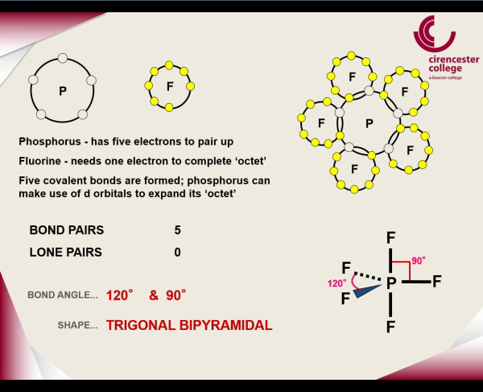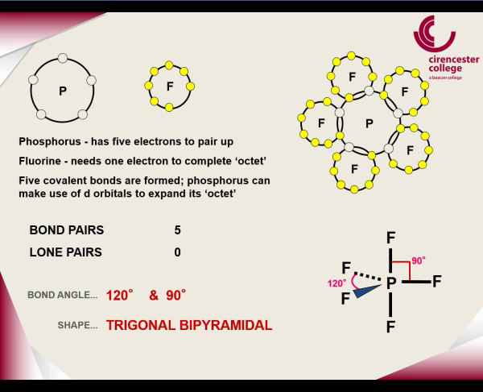You can see from the drawing that the 3 fluorine atoms in the equatorial plane have a bond angle of 120 degrees. The bond angle between both axial fluorine atoms is 180, therefore the bond angle of the axial and the equatorial fluorines is 90 degrees.